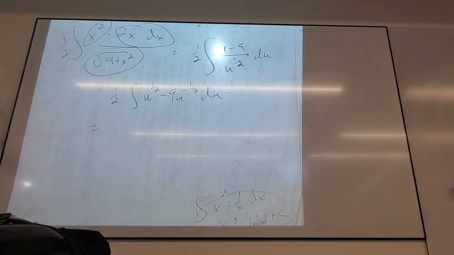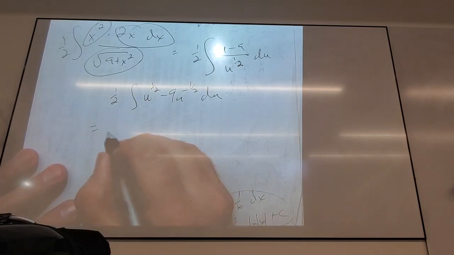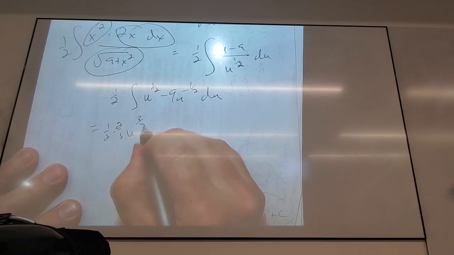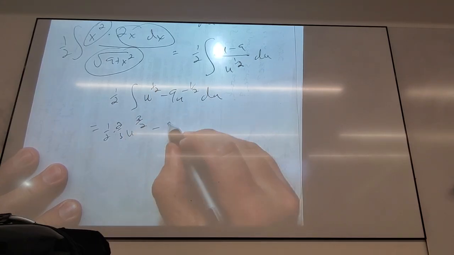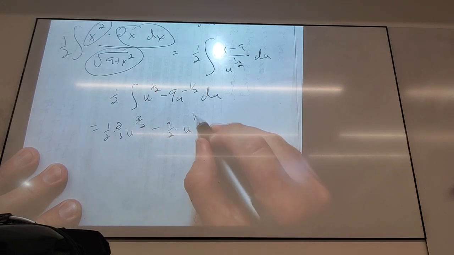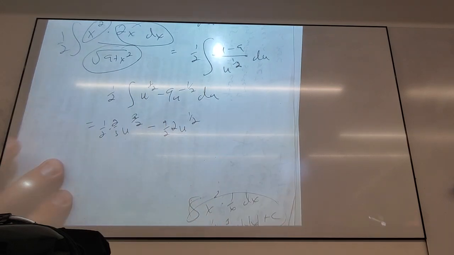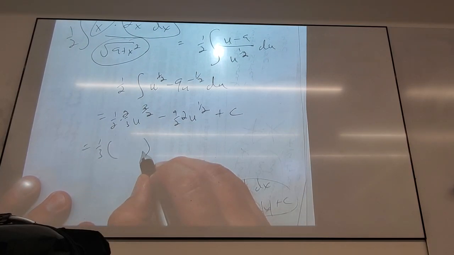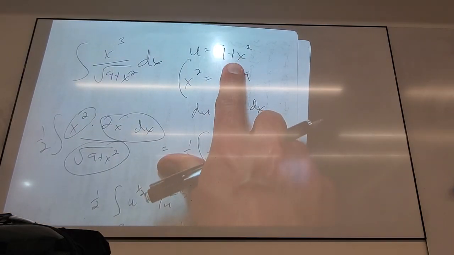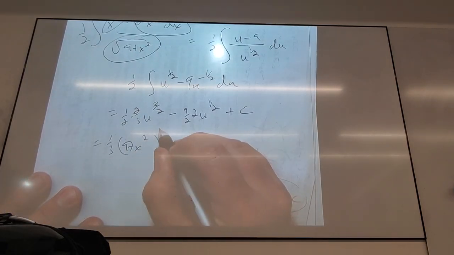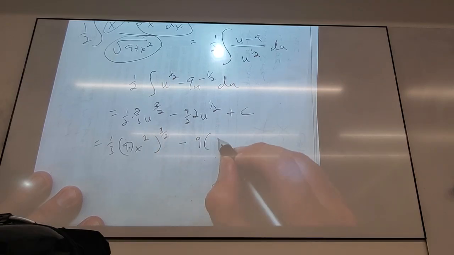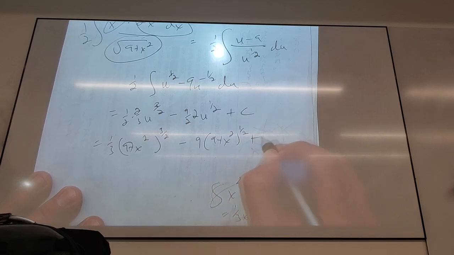I'm going to go a little quick because I'm taking up all our time with this one thing, but if you do this, it'll be 2/3 u to the 3/2, yes. Minus 9/2 times, this would be u to the 1/2, so I multiply by 2. Is that cool? Plus c. And so I get 1/3, what was u? 9 plus x squared to the 3/2 power, minus 9 times 9 plus x squared to the 1/2 power plus c. Let's compare.